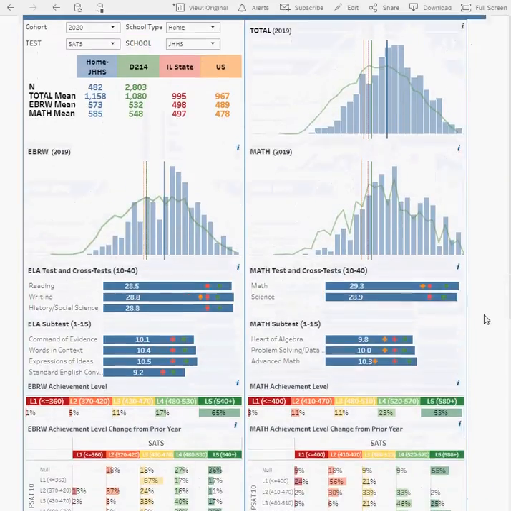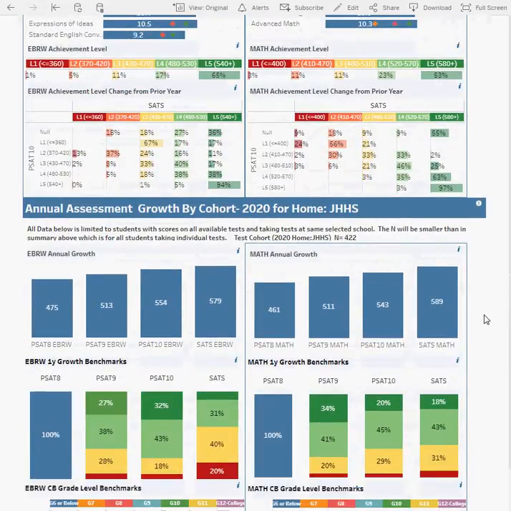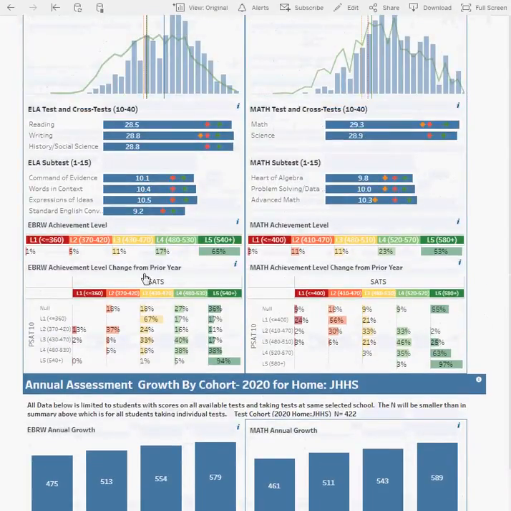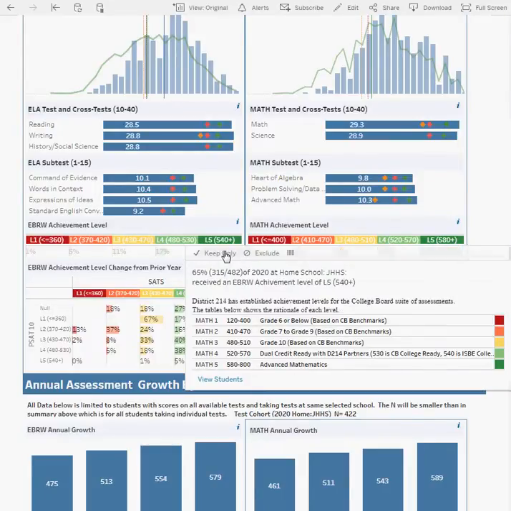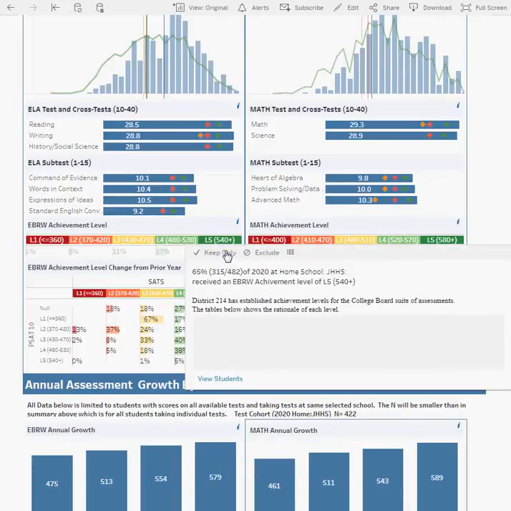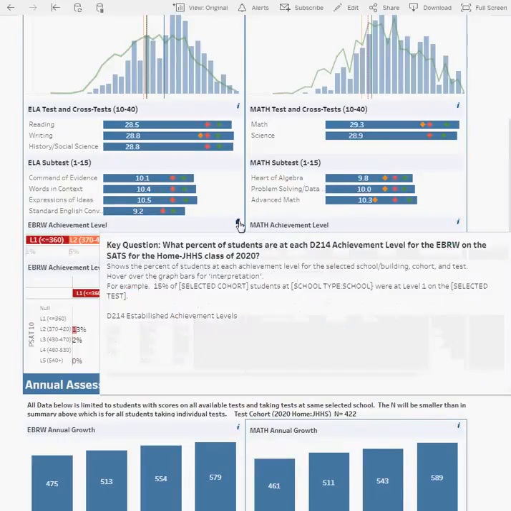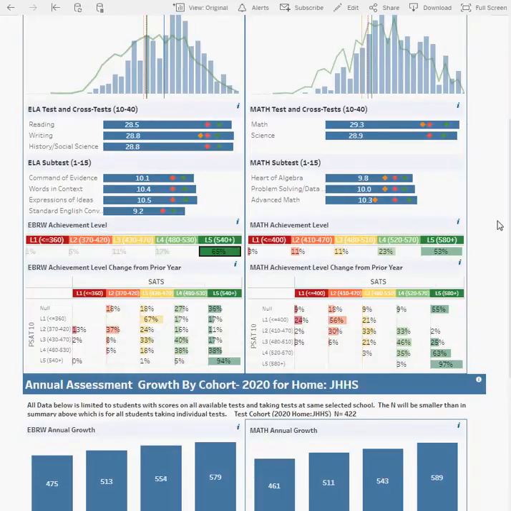In addition to looking at these mean scores, we also have the D214 achievement levels that have been established for EBRW and math. If you click over this, again, you'll get the interpretation of these things. If you wait a second, that should populate with some contextual information that shows you what that group is, and you'll see that I saw that View Students there as well. Again, I can hover over the information button, and it gives me context and how to interpret that, as well as what the key question is that's asking.